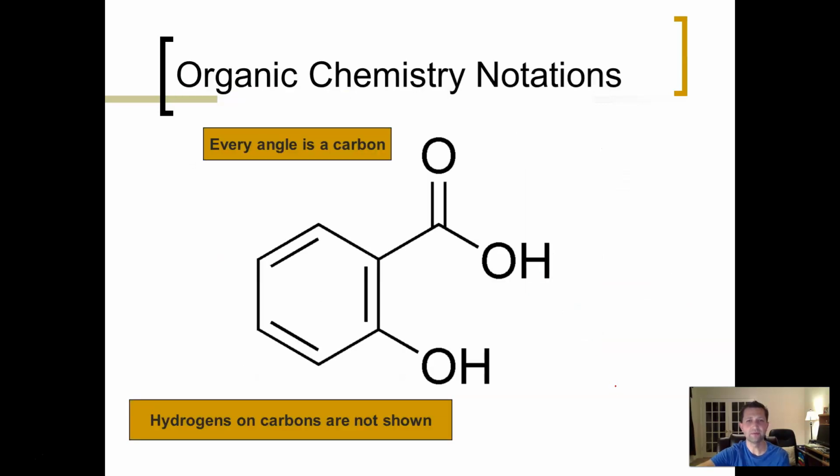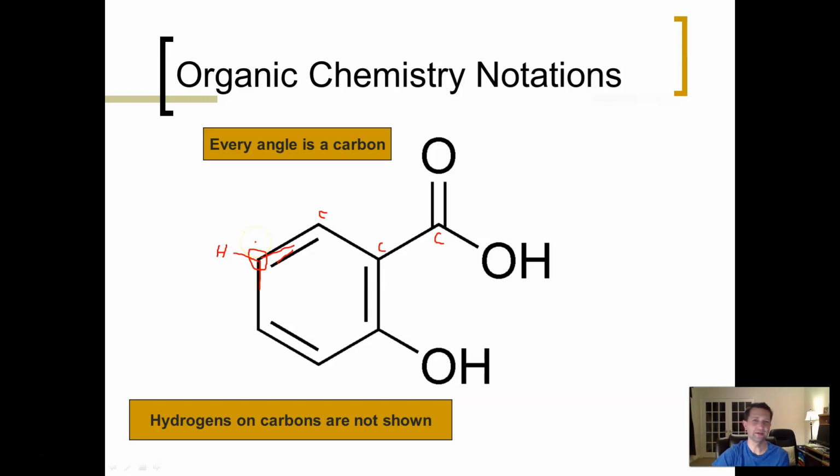Other things to wrap up in terms of just notation. If you see something like this, an organic chemistry notation, every angle is a carbon. So you have a carbon here, here, here. You get the point. Hydrogens are not shown. Over here, there's a carbon there, and that carbon has a double bond and a single bond. So you're still missing another bond on that carbon. So you could picture a hydrogen here.